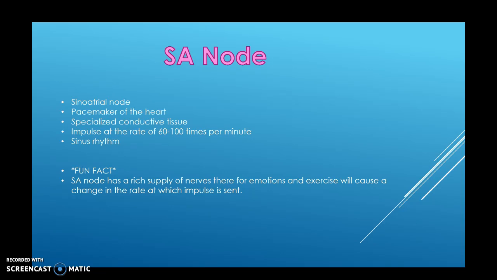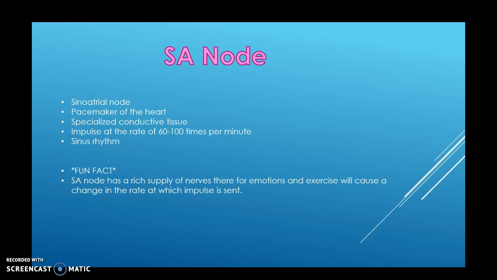So, anyhow. But a fun fact down there at the bottom, the SA node is rich in nerves, so when you get emotional or you're exercising or anything, obviously your heart rate goes up, and it is because the SA node is told to increase your heart rate.